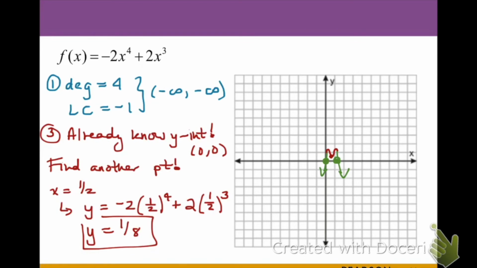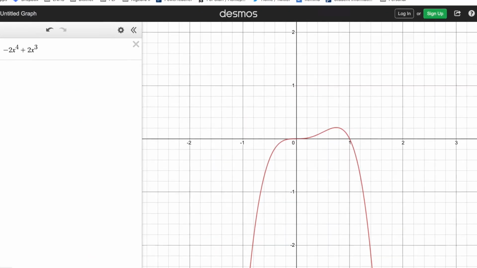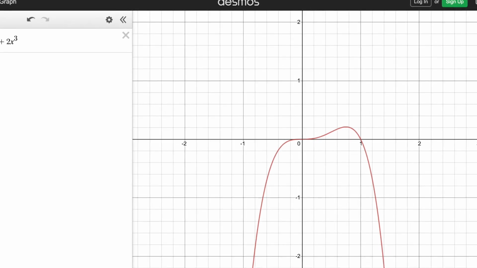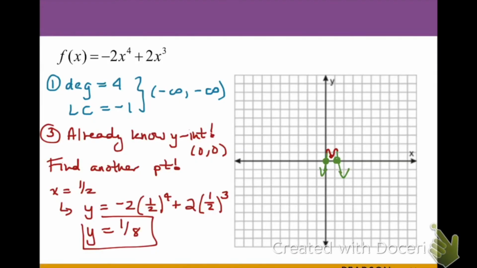And so we can go ahead and graph that, giving us this little M-shaped graph here. Since we know that we're going to have at most 3 turns on our graph based on the degree of 4, we can assume that our graph looks like this. Again, we can check our graph by using our graphing calculator or Desmos to see if our work is correct.